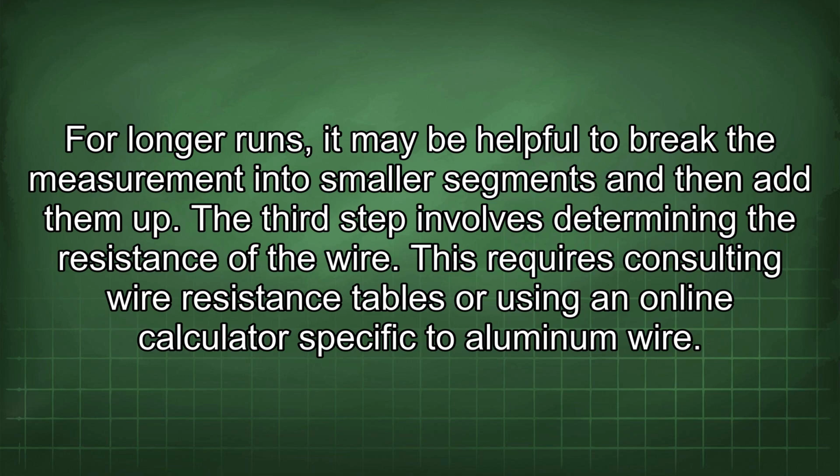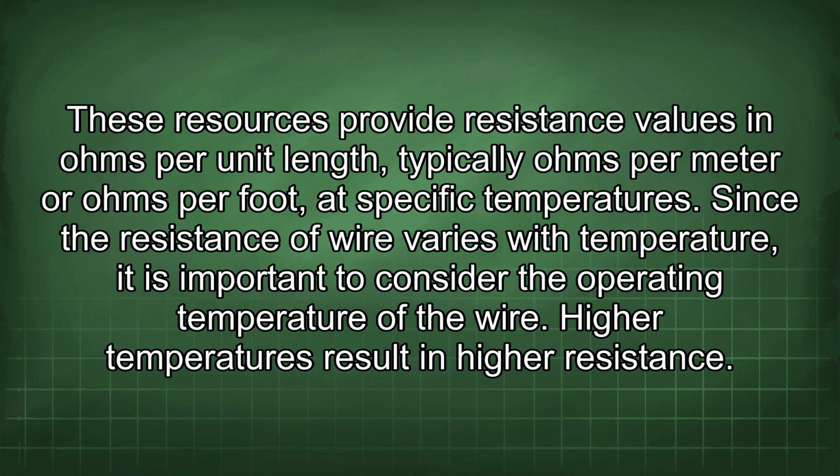The third step involves determining the resistance of the wire. This requires consulting wire resistance tables or using an online calculator specific to aluminum wire. These resources provide resistance values in ohms per unit length, typically ohms per meter or ohms per foot, at specific temperatures. Since the resistance of wire varies with temperature, it is important to consider the operating temperature of the wire. Higher temperatures result in higher resistance.